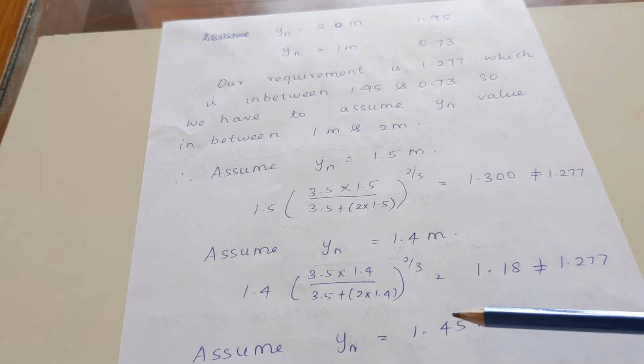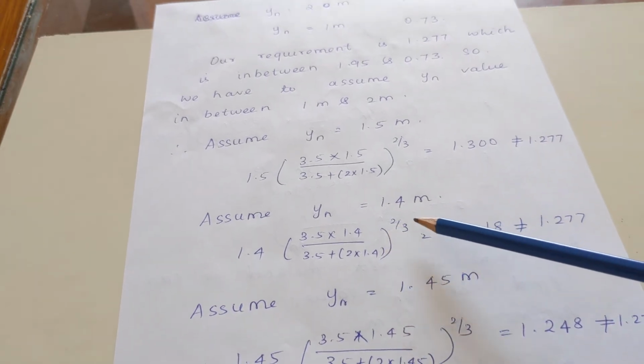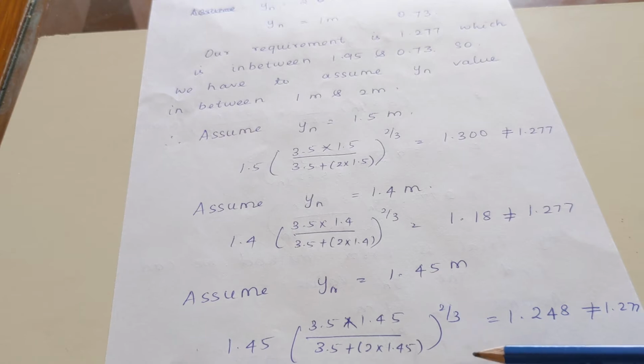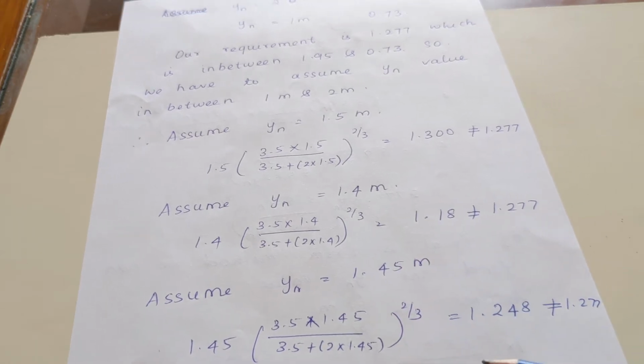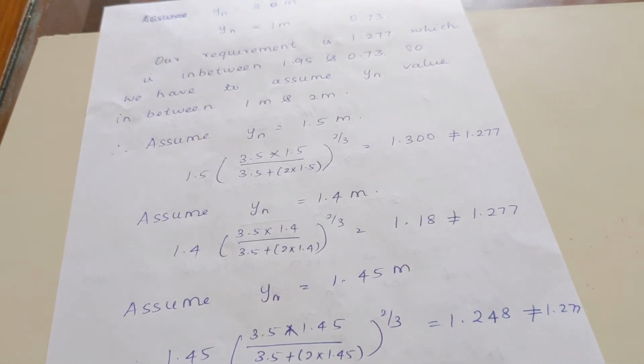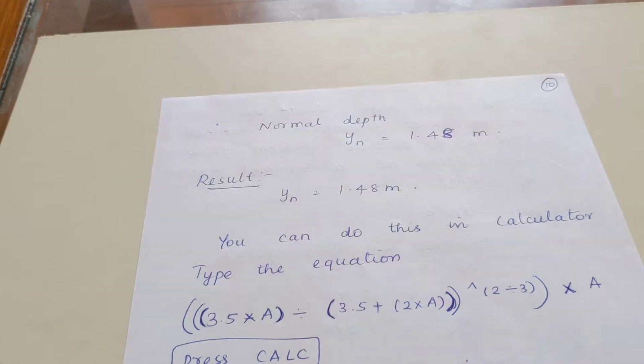We can also do the trial again. 1.4, 1.45, 1.48, like that if you are doing, you will get the final value. So for substituting Yn is equal to 1.48, we got mostly the same number, 1.277. So you can take that answer as 1.48.